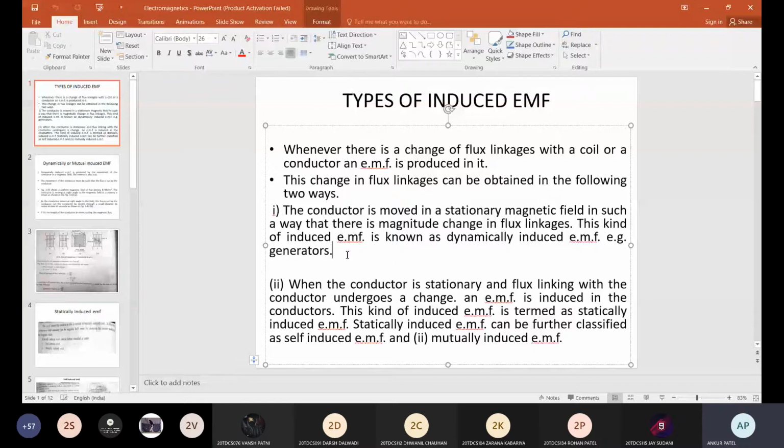B is the flux density, L is the length of the coil, V is the peripheral velocity of the coil, and sinθ is the component. This peripheral velocity is resolved into two components, V sinθ and V cosθ, which we will see: by which component the flux is being cut. Accordingly we consider either V cosθ or V sinθ.